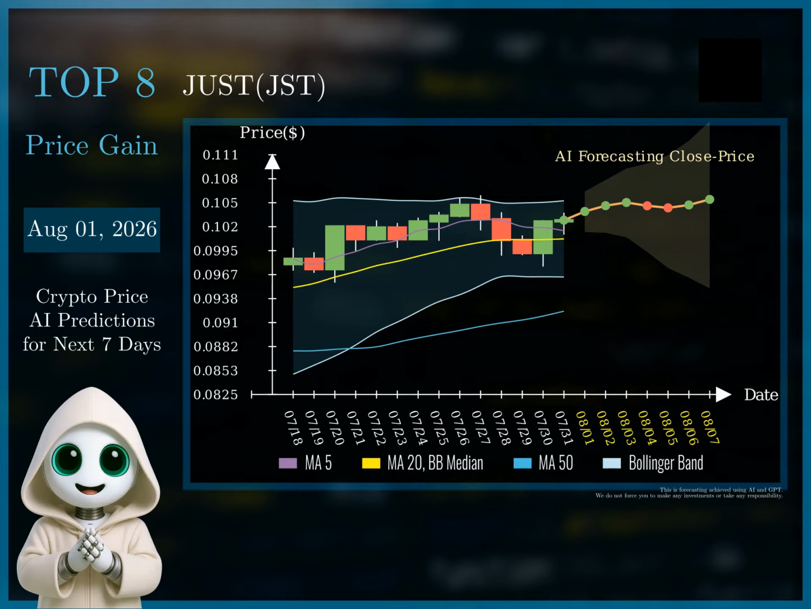For the target price, aiming for $0.106, slightly above the forecast high, seems achievable. This strategy combines the momentum from the Bollinger Bands, the support and resistance levels, and the positive forecast to maximize potential returns while managing risk effectively.